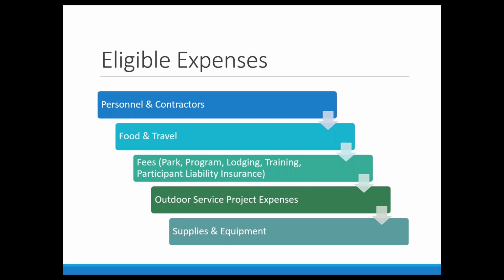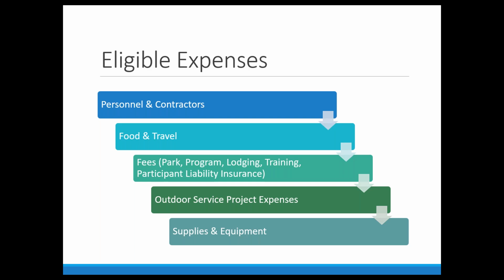Next up is food and travel. We'll pay for all the food for eligible activities in this program. So if you need to buy groceries, or if you're going to take participants to a restaurant, or if you need to buy box lunches, all of those, or per diem, all of those expenses are eligible.